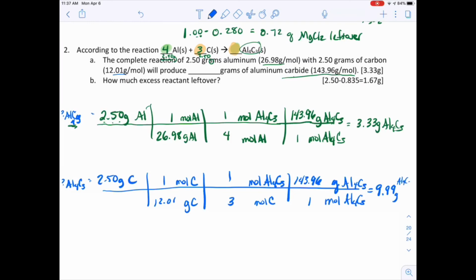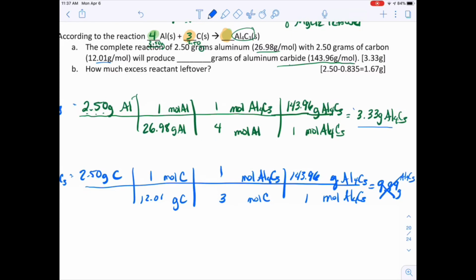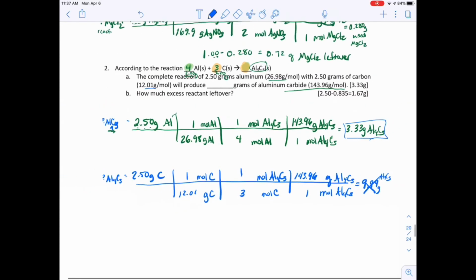And then we're going to cross out that amount because that's the larger one and it's not possible. We're going to go back and write excess beside the one that gave the larger amount, and we're going to write limiting up with the top one. So the 2.50 grams of aluminum is the limiting reactant.